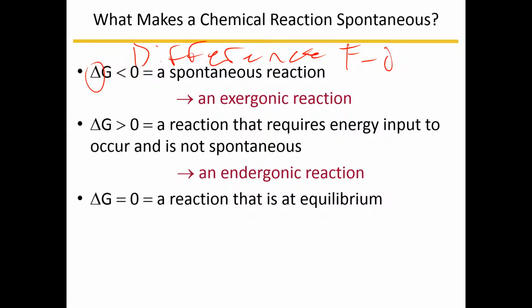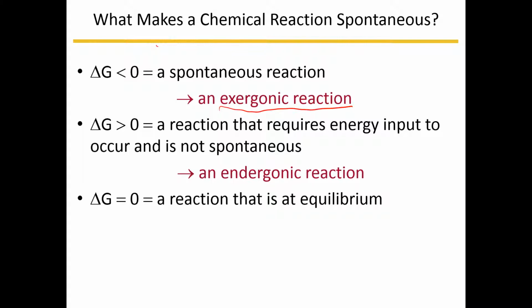So if delta G is less than 0, you have a spontaneous reaction. Spontaneous chemical reactions occur on their own. The cell does not have to invest any extra energy into the process. Another name for a spontaneous chemical reaction is an exergonic reaction. These reactions also release energy.